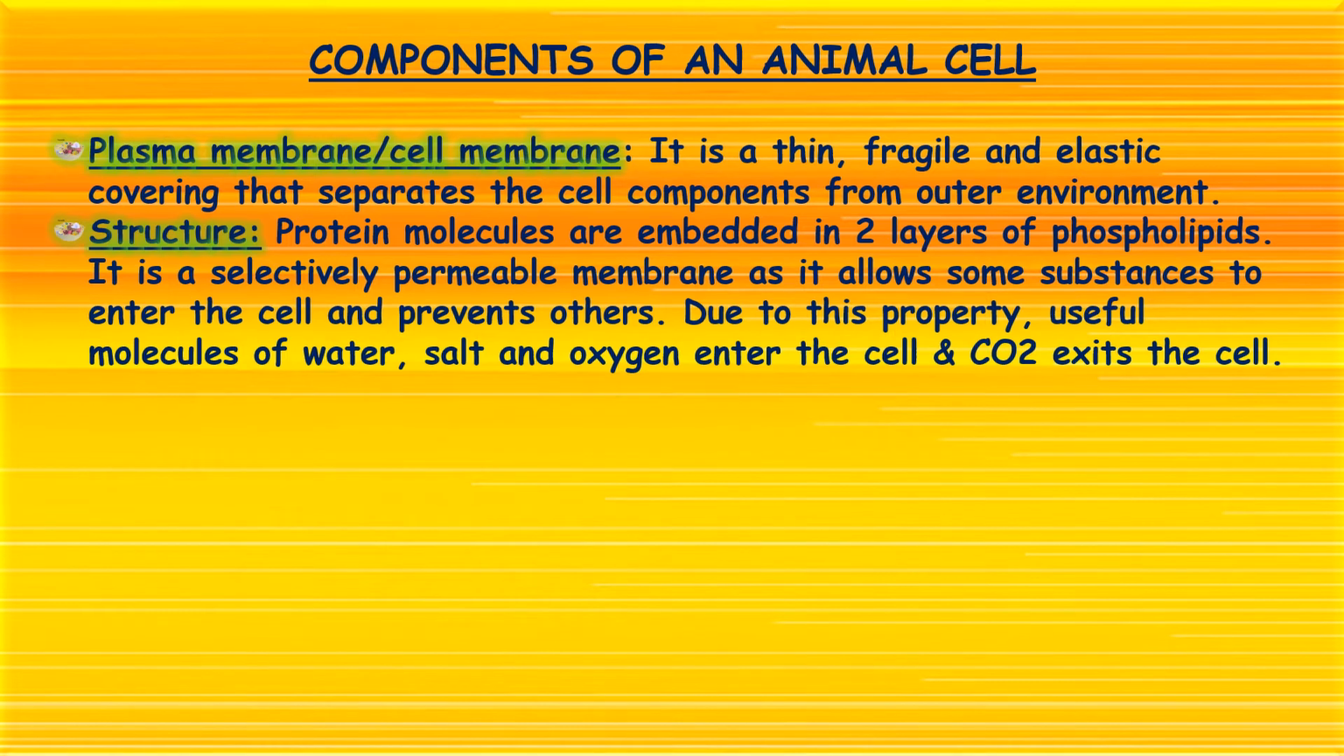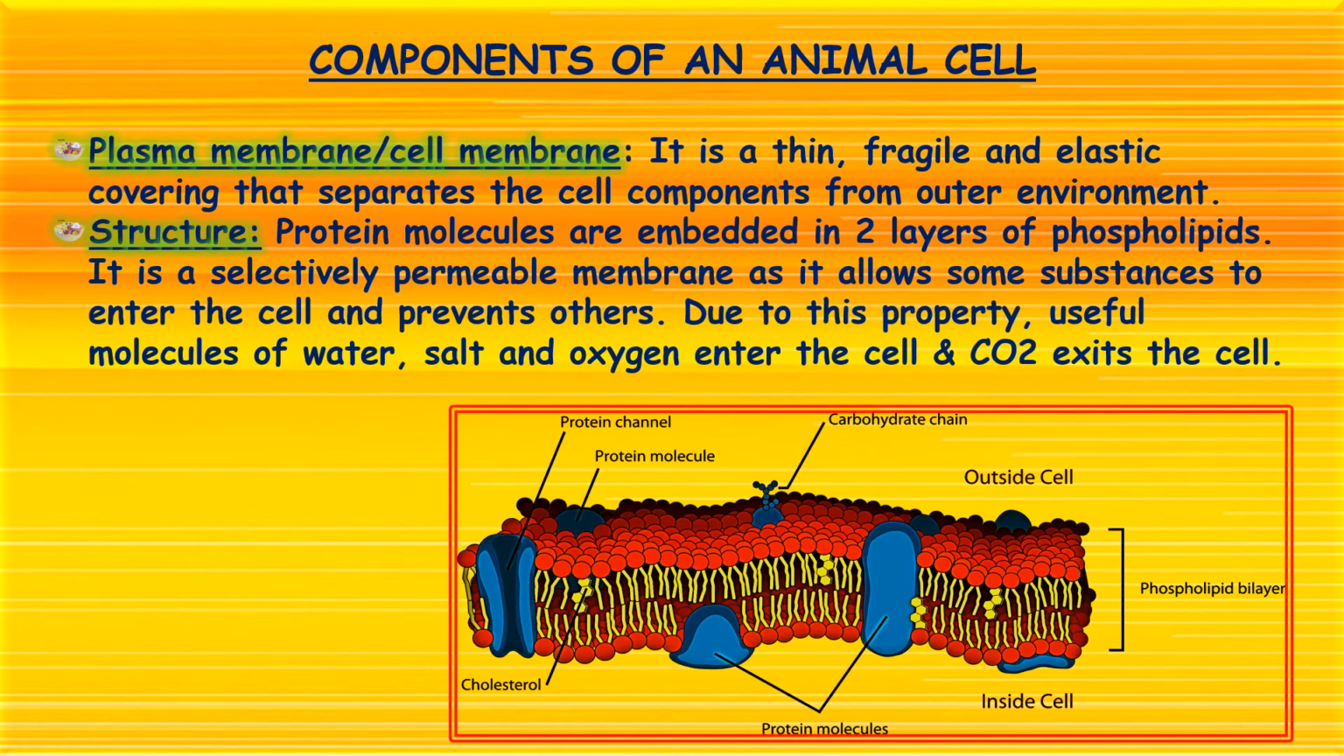Due to this property, molecules of water, salt and oxygen enter the cell and carbon dioxide exits the cell or comes out of the cell. If you look at this picture over here, you will see that there are two layers, the upper layer, the red one, and the lower layer, that is the phospholipid layer, and in between these, blue protein molecules. Now this plasma membrane is selectively permeable, means it allows molecules of water, salt and oxygen to enter and carbon dioxide to go out of the cell.